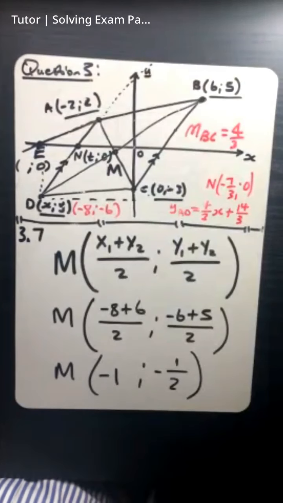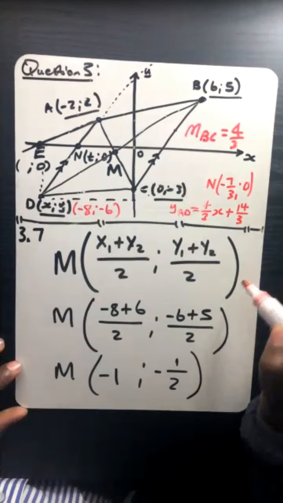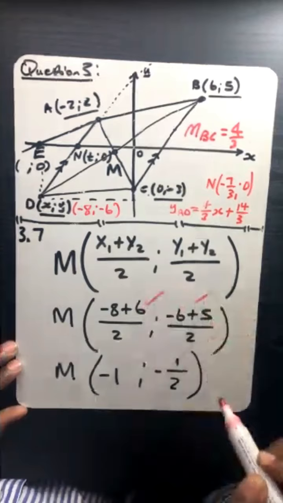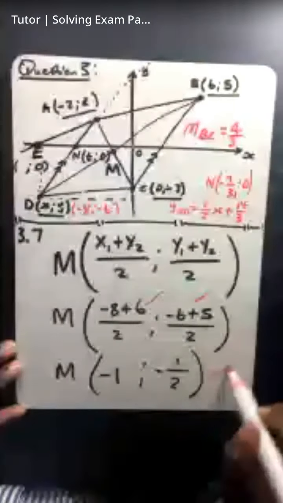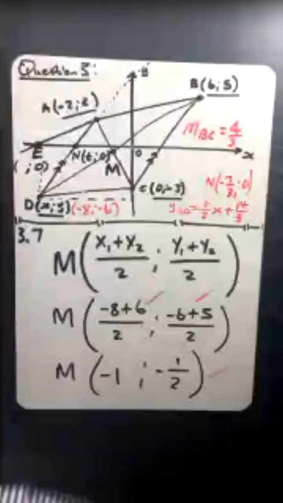Guys, this is how you score yourself. How many marks are allocated? It's just 3 marks. It's not a lot of marks, guys. So there, for correct substitution, I'm going to give you a mark. And also for your final answer, I'm going to give you a mark.